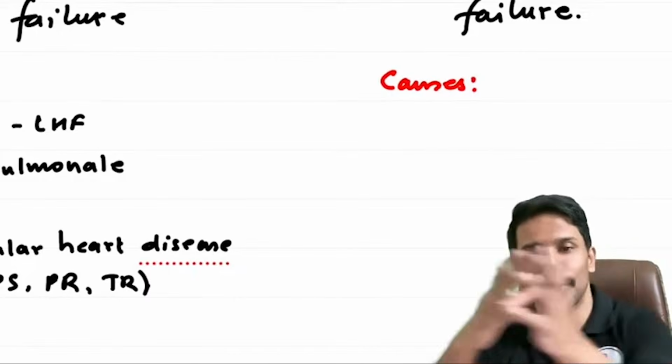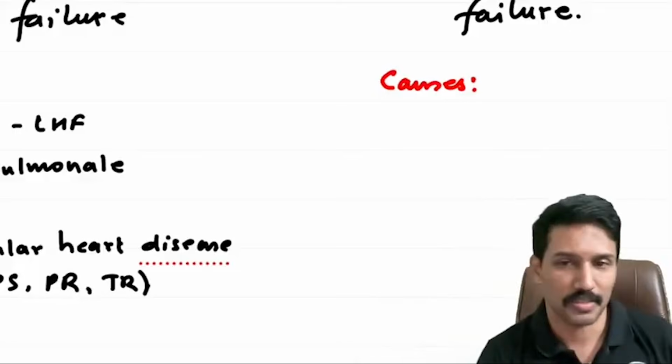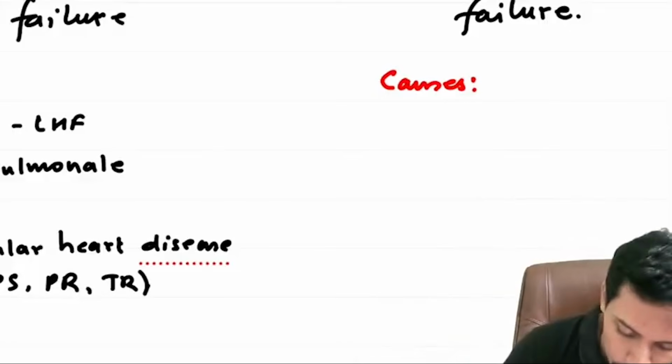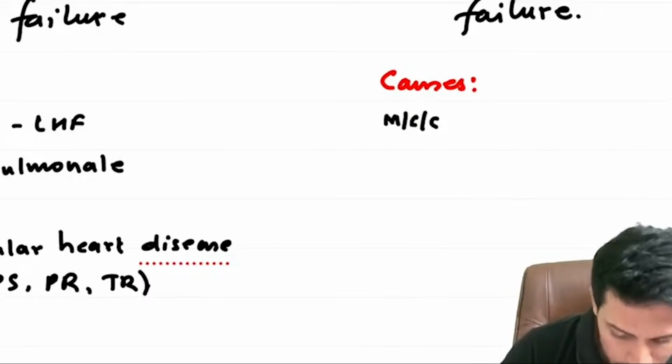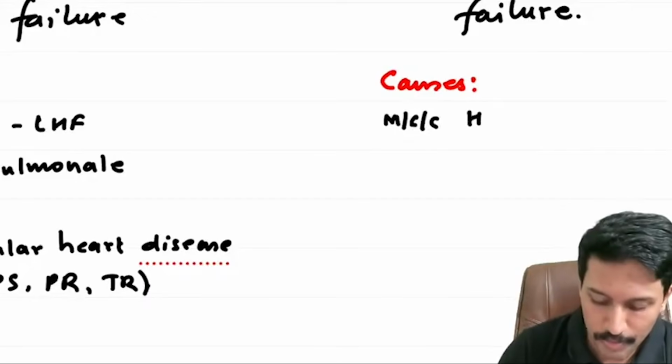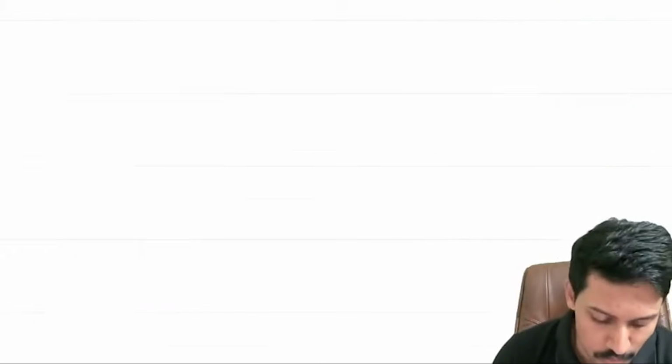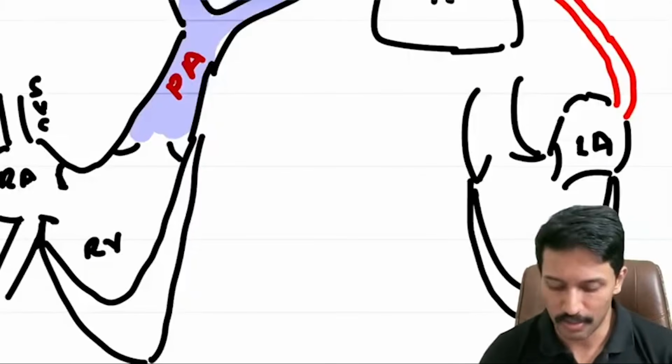The problem of right does not reach the left. Only the problem of left reaches the right. So overall, the most common cause for left heart failure is hypertension. Now you may be wondering, how, sir? How does hypertension become a cause for heart failure?